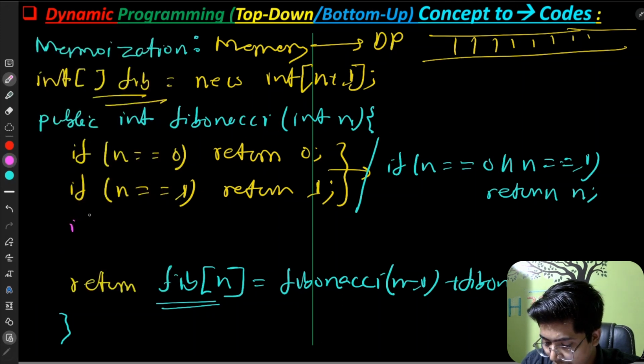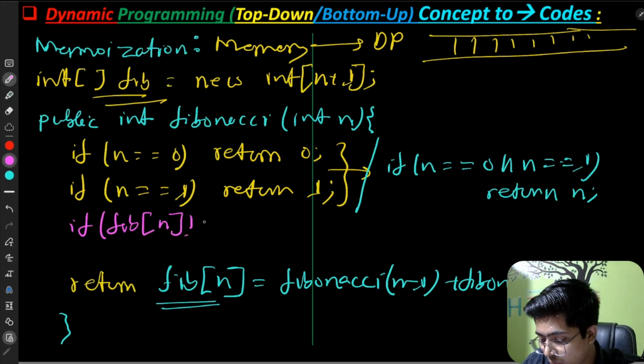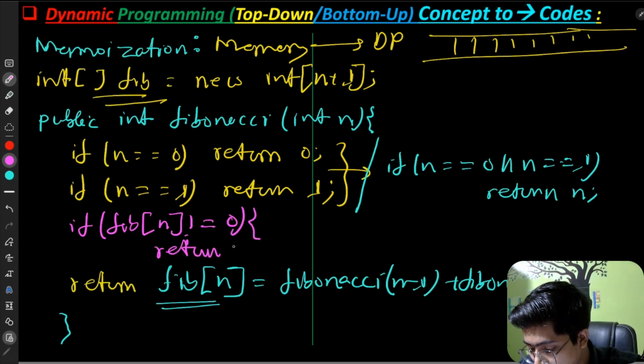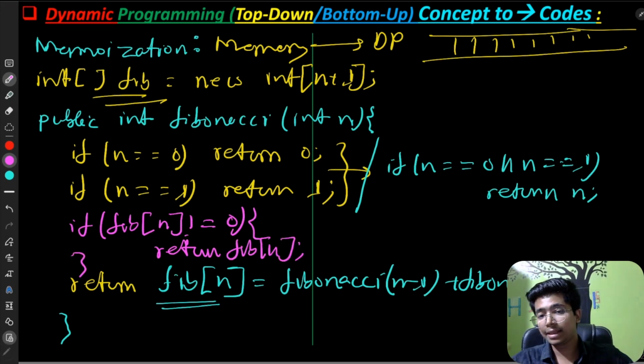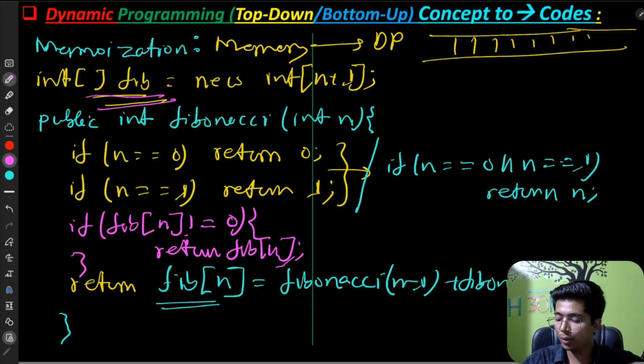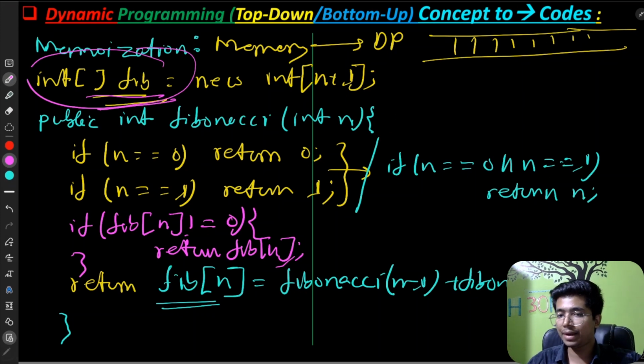If Fibonacci of n is not equal to 0, then we will be returning Fib of n from here. That means if the Fibonacci of n value is not equal to 0, we'll be returning Fibonacci of n from here. So that is the case. Now we have stored all the things in this memory and we will be fetching from this memory. We'll be fetching all the values from that memory. So we are utilizing memory here, and that becomes dynamic programming.